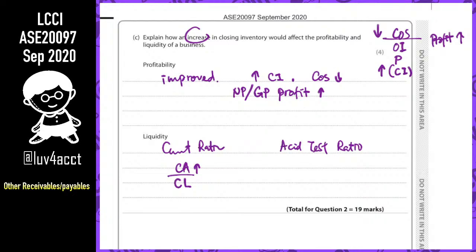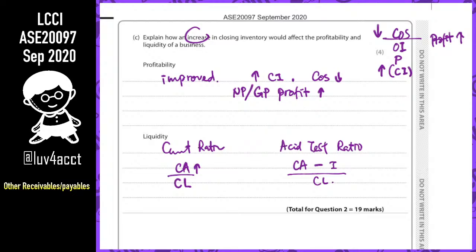But for the acid test ratio, it is current asset minus inventory. You don't even count inventory in your acid test ratio. That means you won't have any effect if there is an increase in closing inventory. But then this is only the first impact of an increased closing inventory.